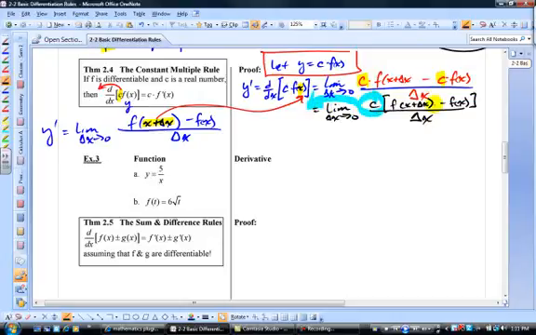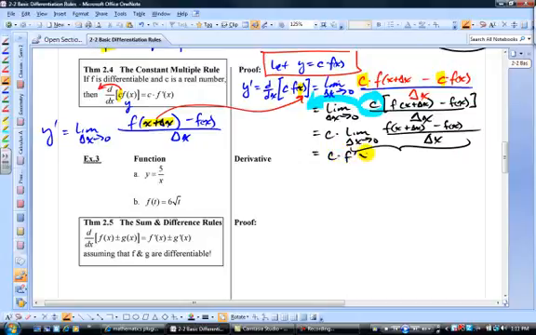So I can write it as c times the limit. And so this is equal to c times the limit as delta x approaches 0 of f of x plus delta x minus the function f, all divided by delta x. And guess what? That right there, this portion, that's f prime. So it's c times f prime, and I've proven everything I wanted to prove. QED, quod erat demonstrandum, guys. That which was to be demonstrated.